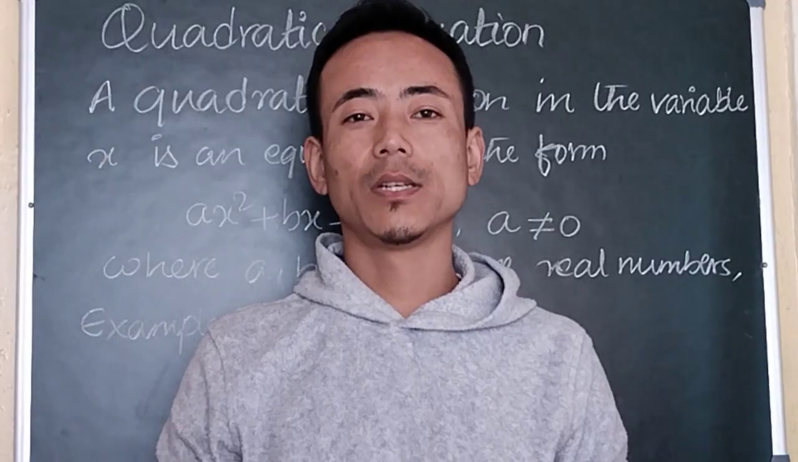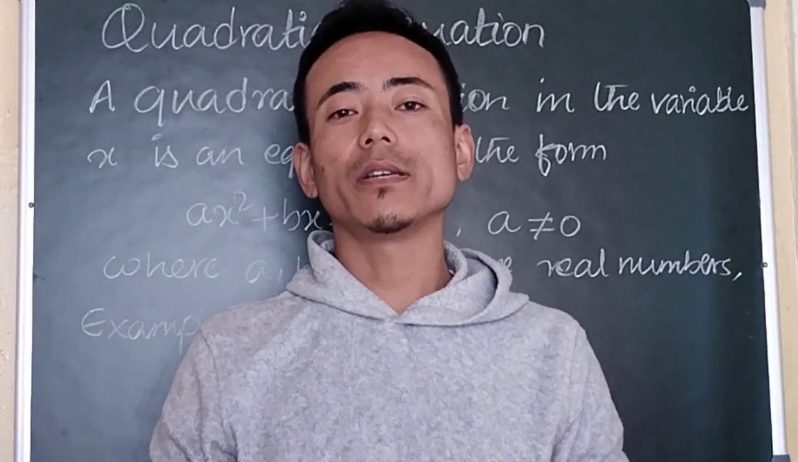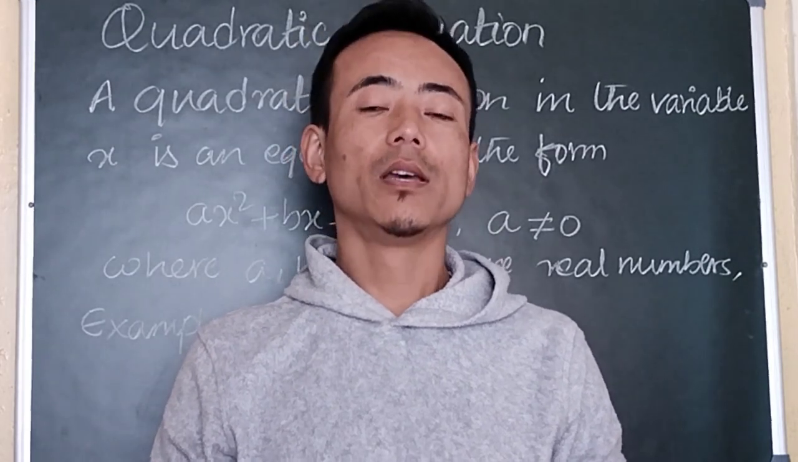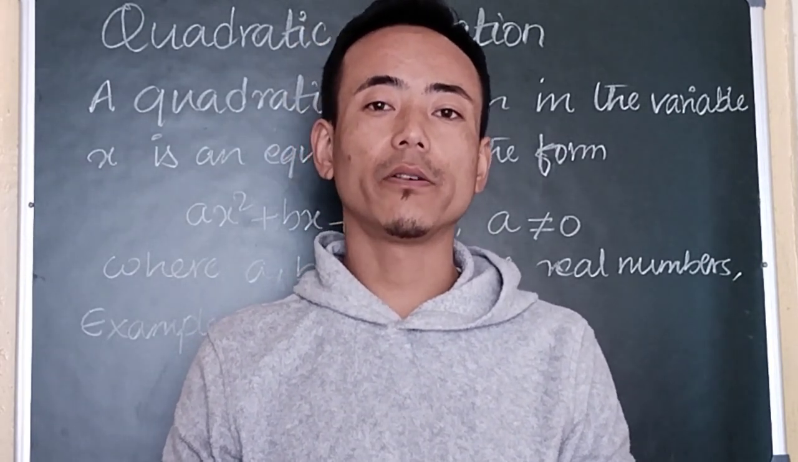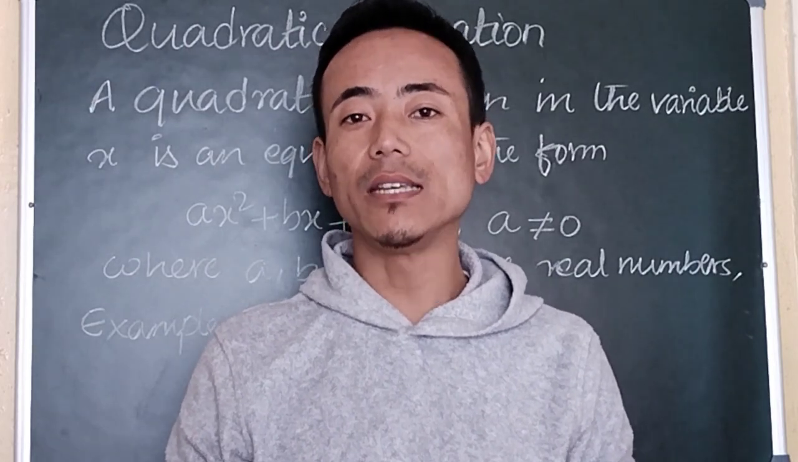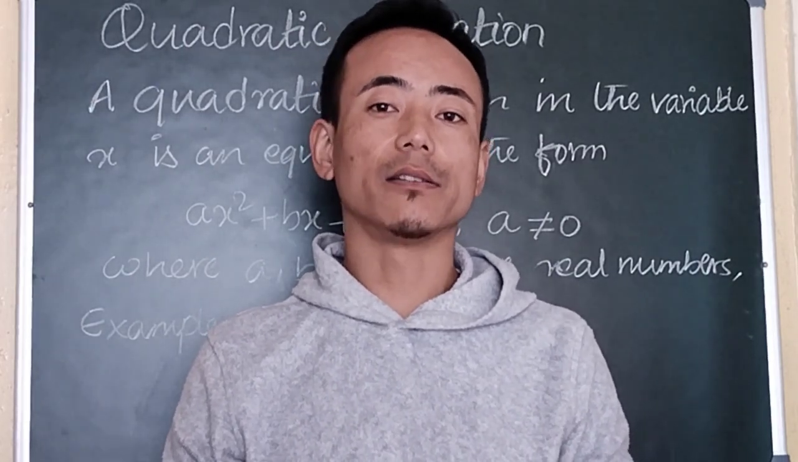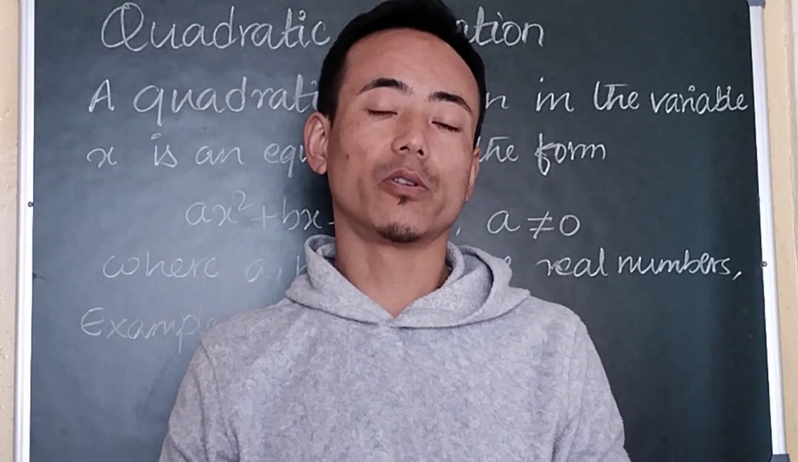So today in this video we'll be discussing one topic from mathematics, class 10, ICSE and CBSE. The topic will be quadratic equations. So let's understand what is a quadratic equation. A quadratic equation is nothing but an equation which is in the form of ax squared plus bx plus c, where a, b and c are real numbers and a cannot be equal to 0.